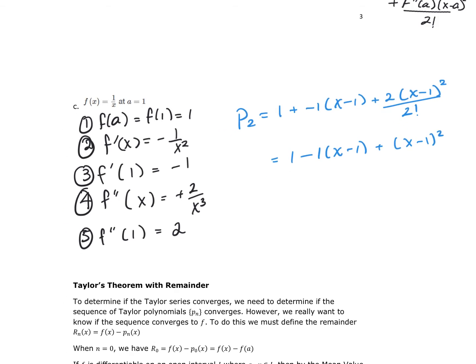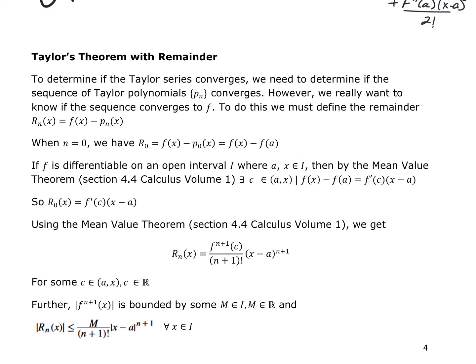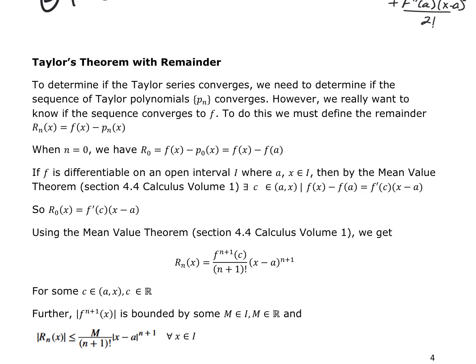We would like to know whether or not our Taylor series that we're coming up with converges. And to do that, we would have to determine if the sequence of the Taylor polynomials p sub n converges. But what we really want to know is whether or not the sequence converges to f. To do this, we must define what the remainder is. The remainder is going to be defined as our original function minus our Taylor polynomial. When n equals 0, as an example, I have a remainder at 0, which is f of x minus p naught of x, which is just f of x minus f of a.